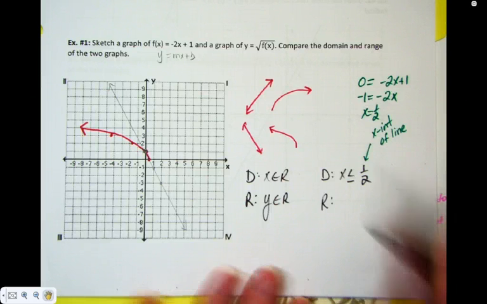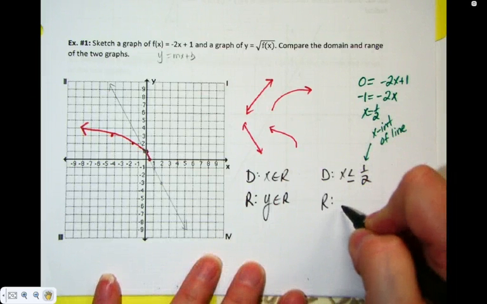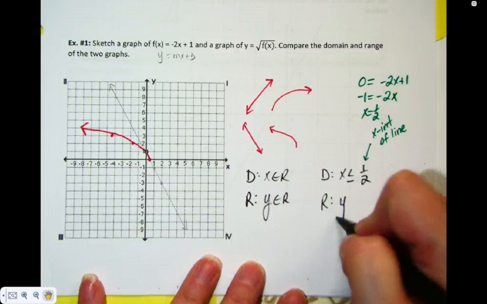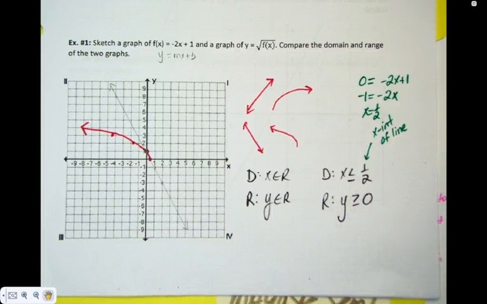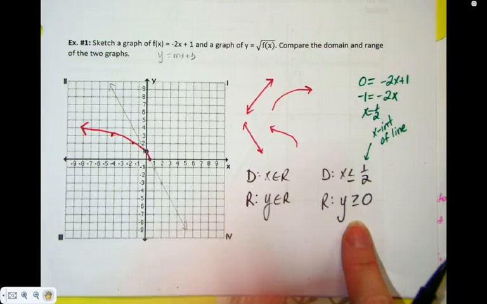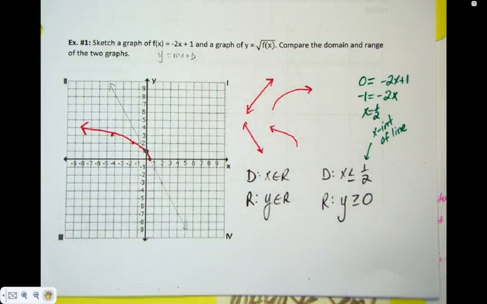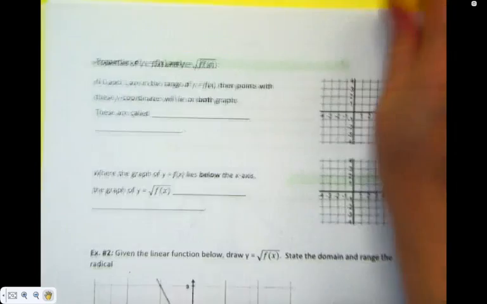Range of the swoop? Y is greater than or equal to 0. Which makes sense with it being a square root because you can't square root negative numbers. How are we doing so far? A little bit of theory, what we just talked about.